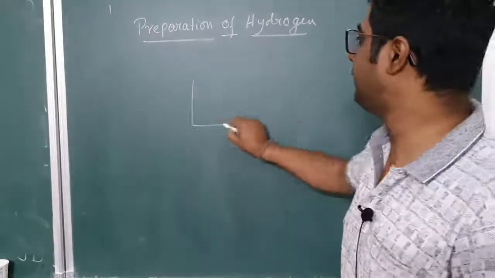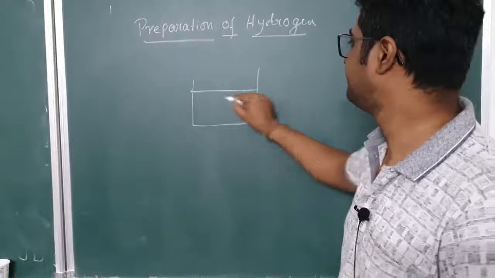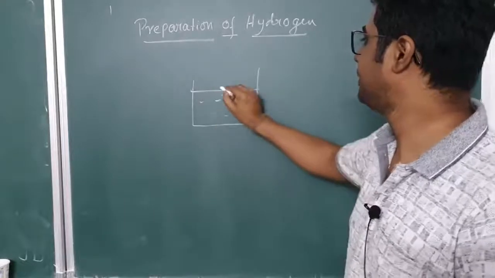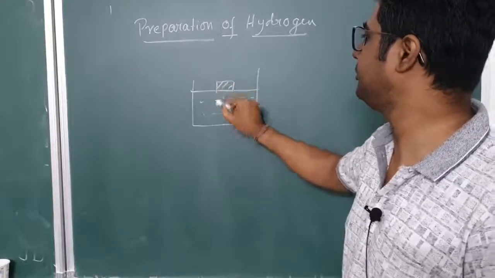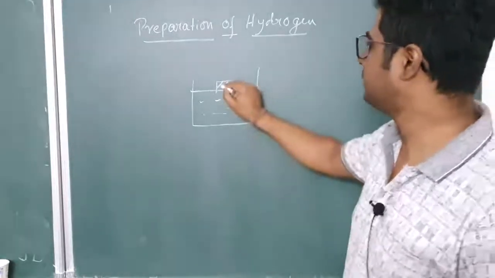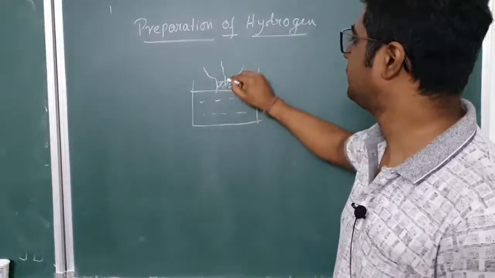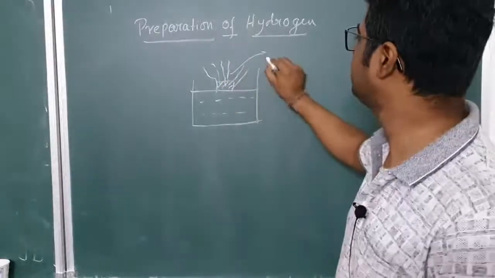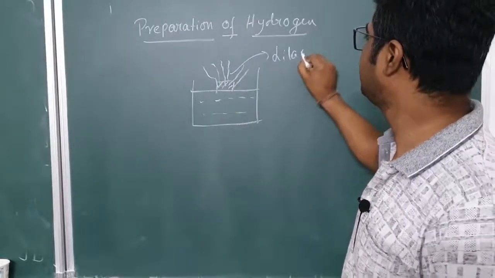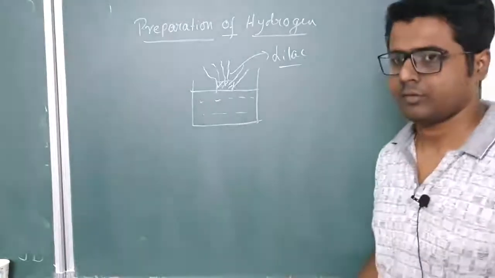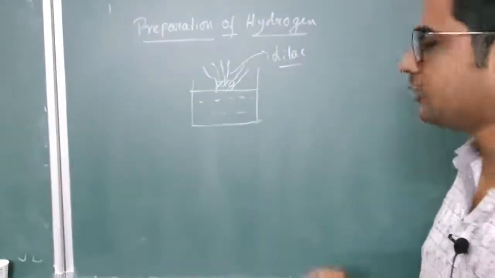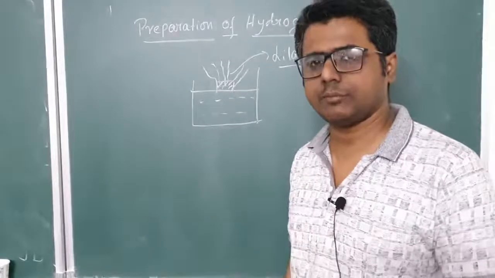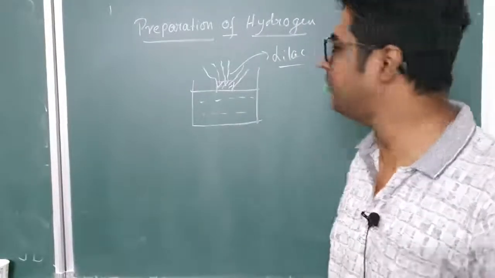So suppose this is water. You put a potassium on it, it is going to burn like this. The flame color will be lilac. Why? See, first thing is it is going to form hydrogen. Hydrogen burns with which kind of flame? Pale blue flame.